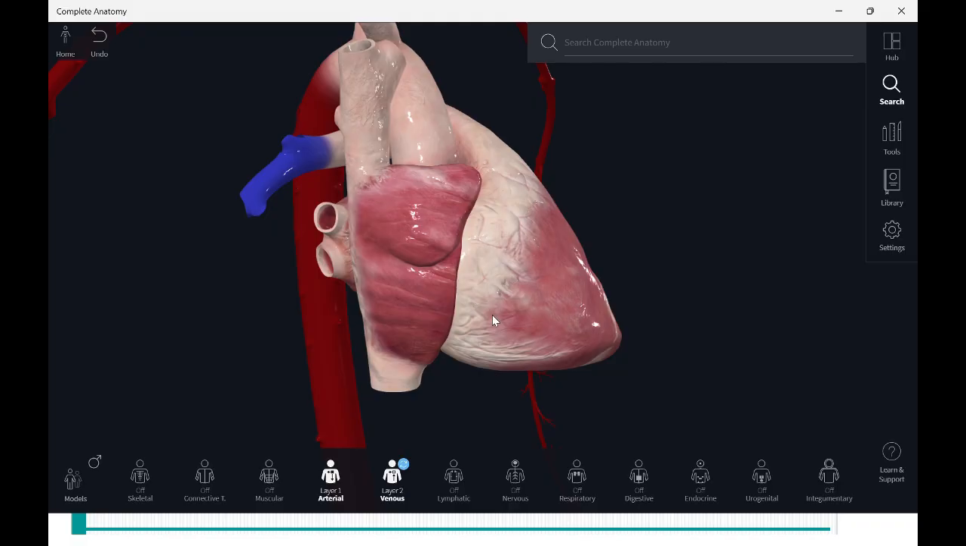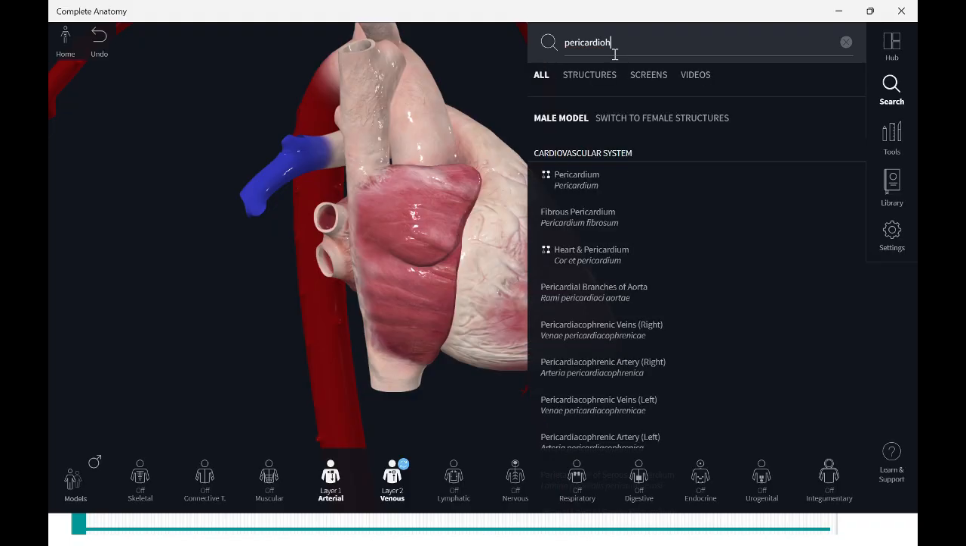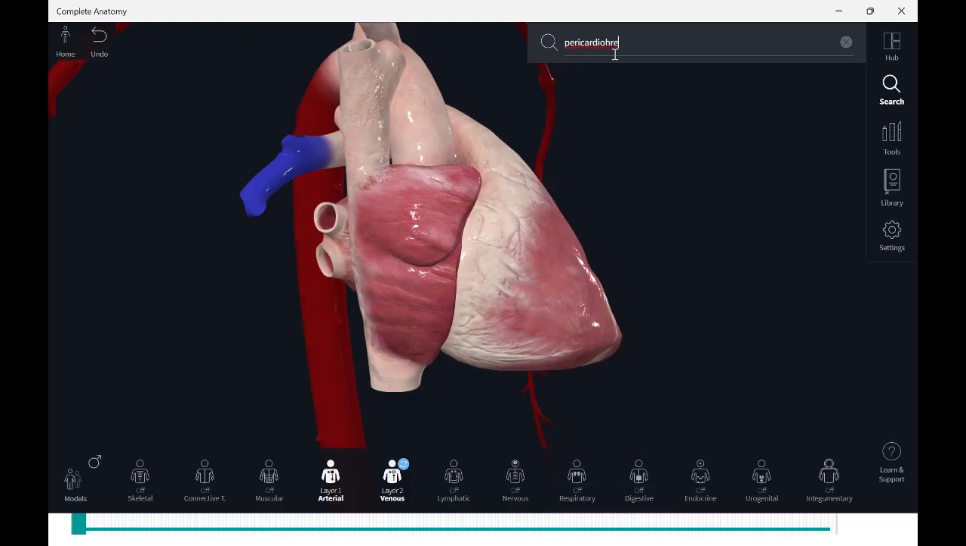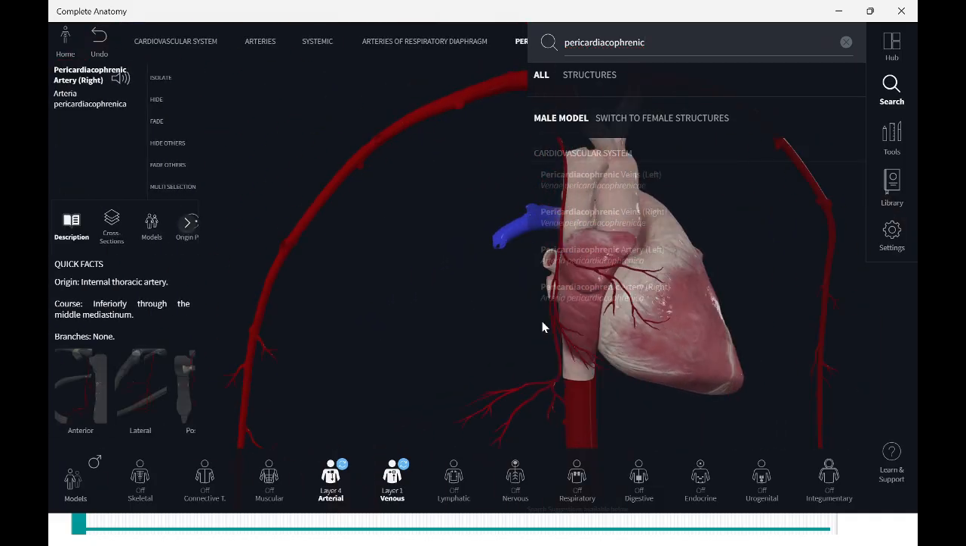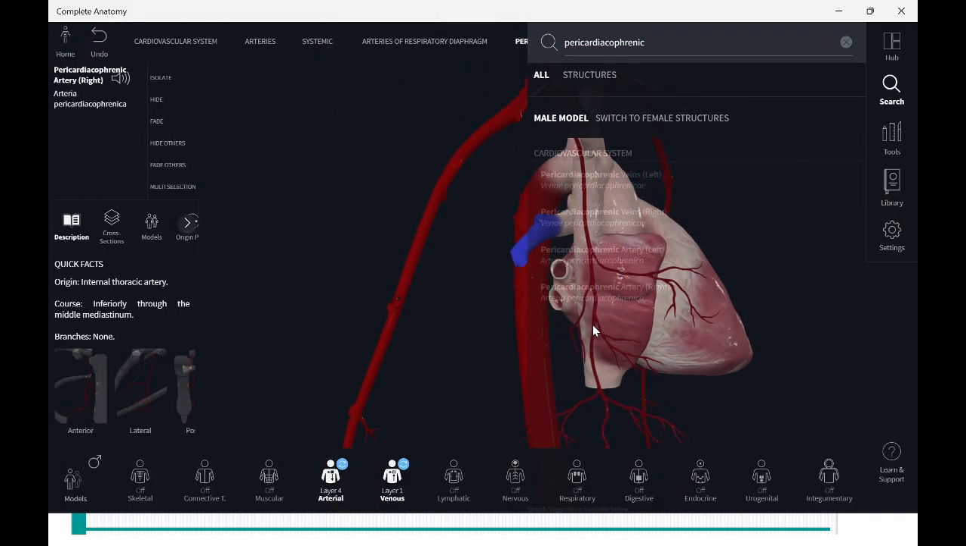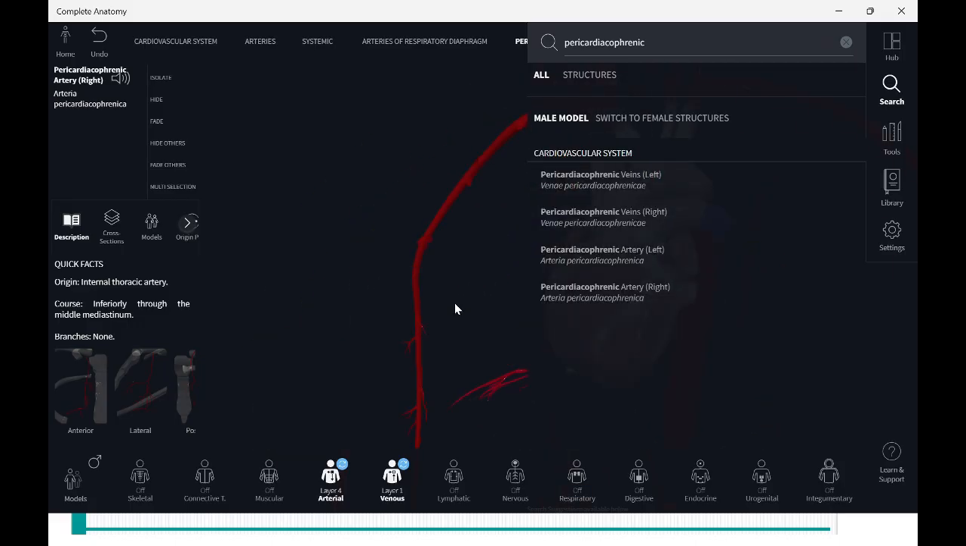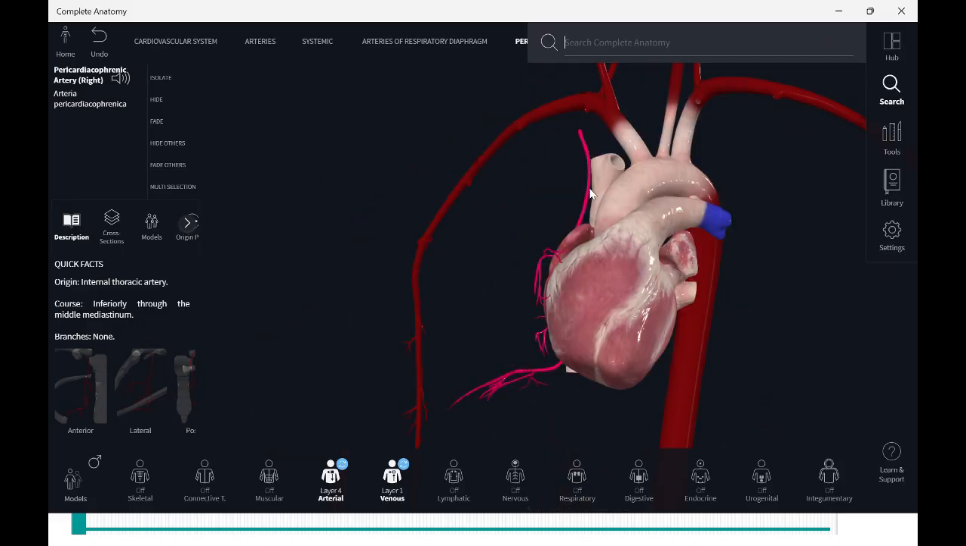So other structures that we can see associated with the right atrium, we can see the right phrenic nerve and right pericardiacophrenic vessels, arteries and veins. And just to see how these look like exactly. All right. So, for example, let's see the artery, which is very related to the right surface of the heart. This is the artery. And of course, we have veins and we have nerves associated.